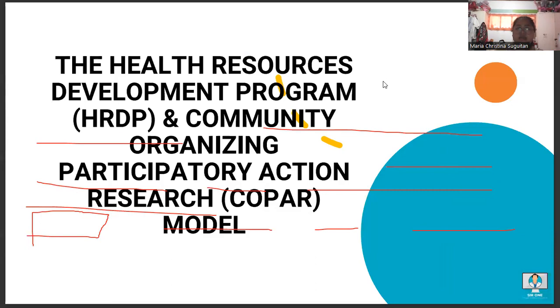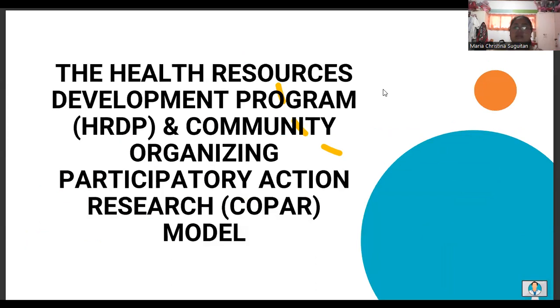So, ano yung sinasabi ni ma'am kanina na HRDP and COPAR? So guys, we have this HRDP or the Health Resources Development Program and a community organized participatory action research model. Usually guys, meron pong ibig sabihin talagang community organizing and participatory research. So, pinaghihiwalay usually ito. Nakahiwalay yan. May ibig sabihin ng CO at PAR. And then, after that, pinagsama po nila to conduct a research in a certain area.